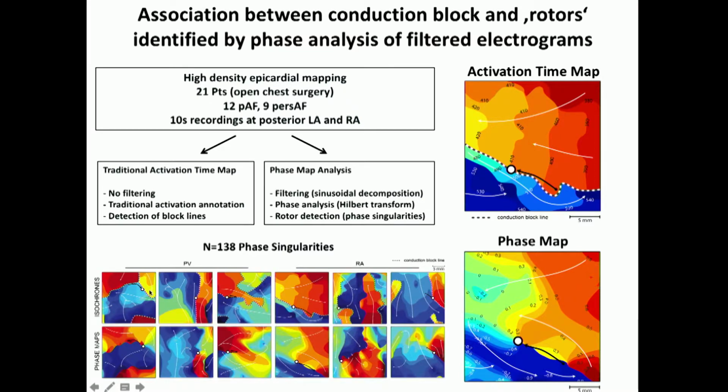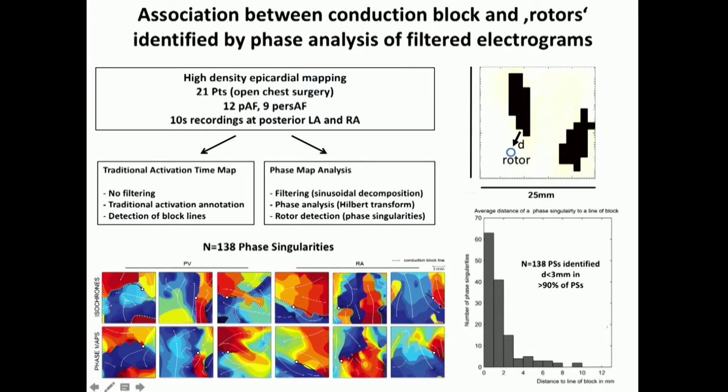And we found this again and again, here and here and here and here, always long lines of block, sometimes even multiple lines of block involved, but usually it's just one, like in this example, again, a couple of centimeters of block, and this produces a phase singularity. This is the actual quantitative analysis. We looked at the distance between the rotor core, the phase singularity, and the block line, and in more than 90% of the phase singularities we found, and we found 138 phase singularities in all those recordings of those patients together.